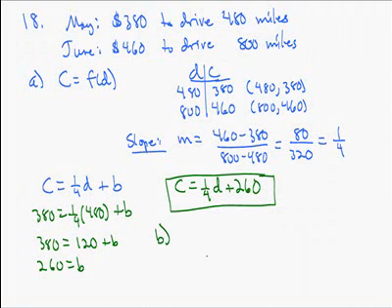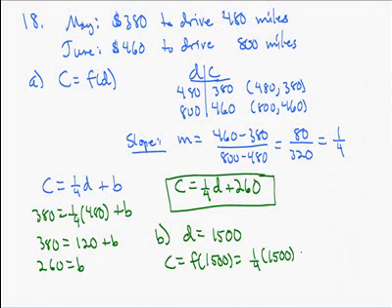In part B, we want to use part A to predict the cost of driving 1,500 miles in a month. So if d is equal to 1,500, what's that cost going to be? Well, the cost is going to be f of 1,500, which is 1/4 of 1,500 plus 260. 1,500 divided by 4 is 375, so we have 375 plus 260, which is equal to 635. So it would cost $635 to drive 1,500 miles.